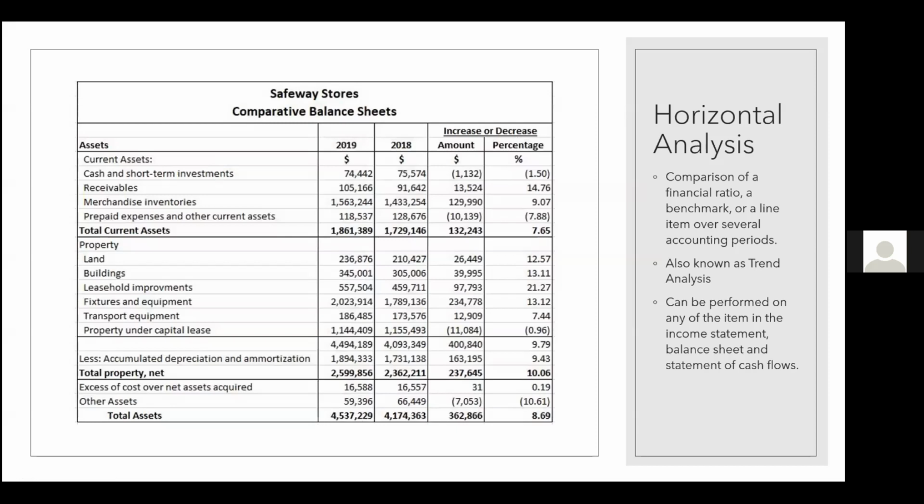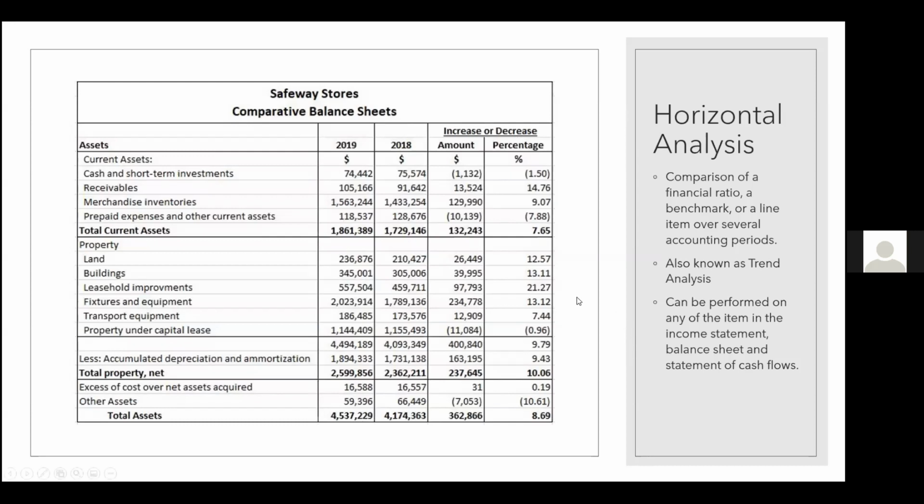Horizontal analysis is a comparison of a financial ratio, a benchmark, or a line item over several accounting periods. This is also known as trend analysis. This can be performed on any item on the income statement, balance sheet, and statement of cash flow. Vertical analysis goes up and down, we take it vertically. Horizontal analysis, on the other hand, compares the line item for the past years, for example two years, horizontally.